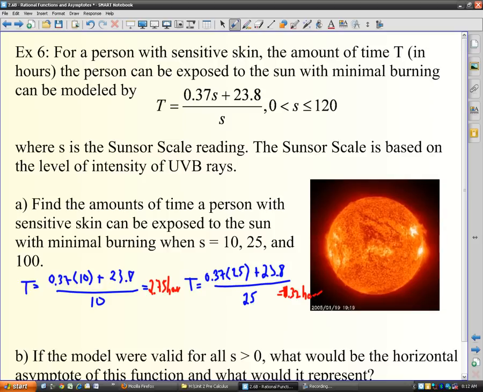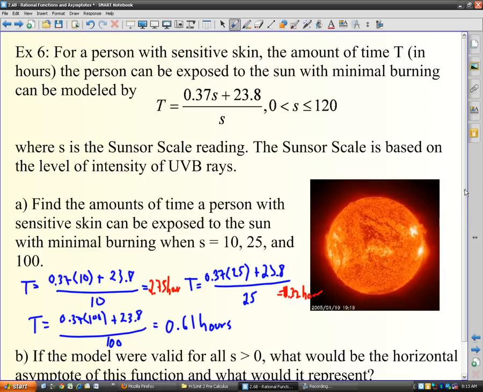And then finally, when it's at the top of the scale, you take 0.37 times 100 plus 23.8 all over 100. You're at the top of the scale, or pretty close to it, because you notice the scale goes from 0 to 120. When I do that, you get approximately 2/3 of an hour, which isn't very long. So you can see as the sensor scale goes up, how much time do we get to be out there? Well, it's going to be a lot less time.